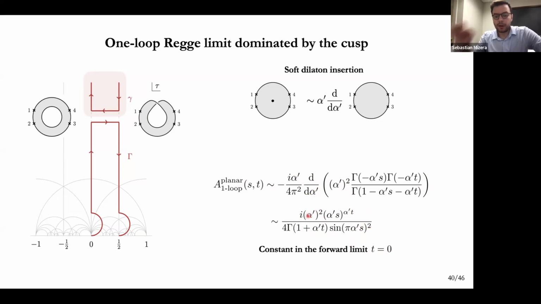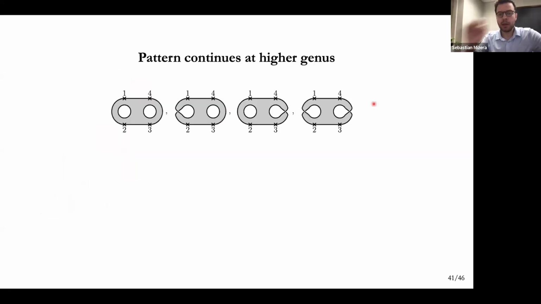Okay, so that constant was the leading piece that we've seen on the previous plot. But what's interesting about this is that, in principle, this kind of soft dilaton insertion is also going to happen at genus 2, genus 3, and so on. So let me explore a little bit this pattern at higher genus.